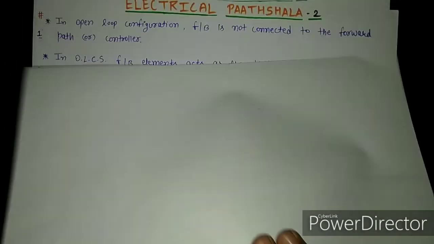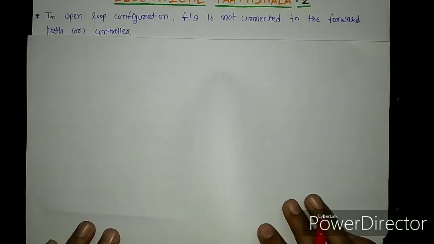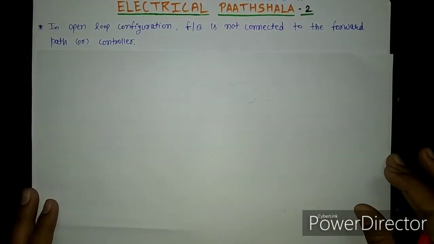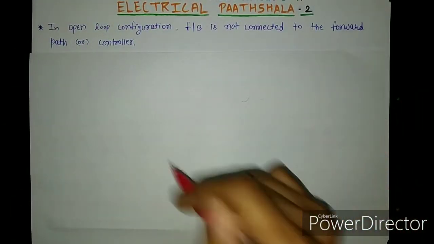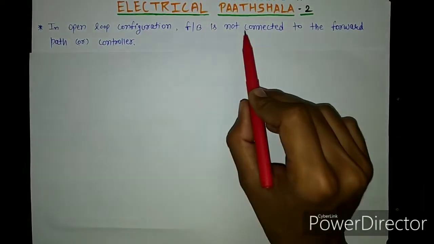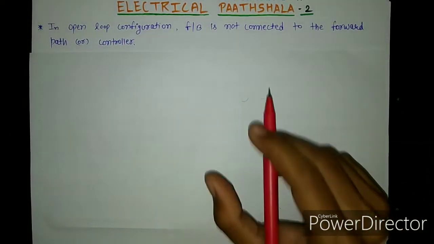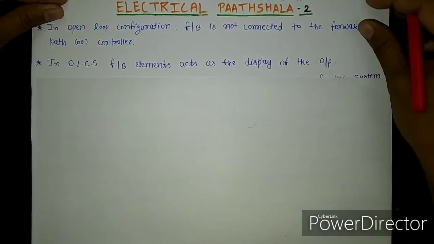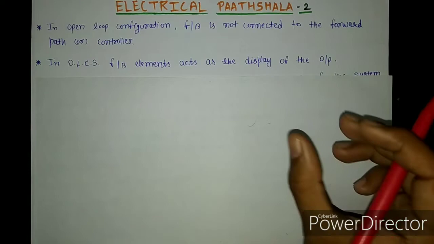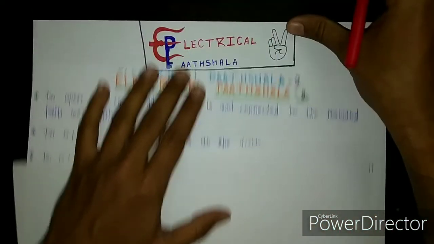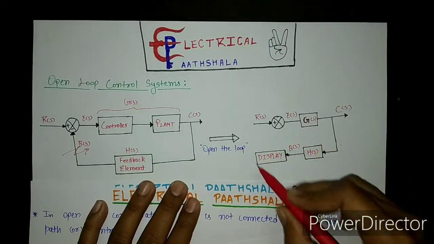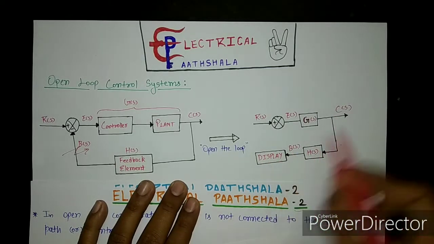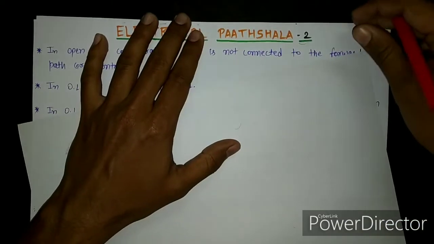We have been told that in open loop control systems, feedback is not present, but this statement is not true, because feedback is present, but in open loop configuration, feedback is not connected to the forward path or controller. The next point is that in open loop control systems, feedback elements act as the display of the output. As you can see, this is your feedback mechanism, and it is acting as the display of the output. This display will show the output of the system.